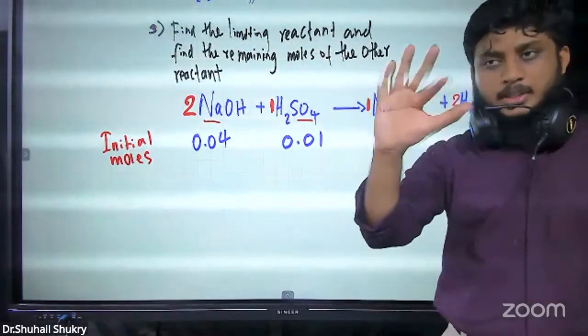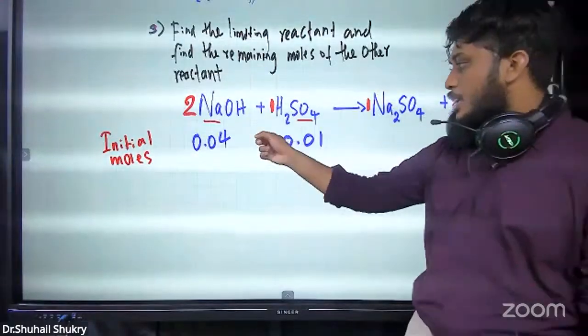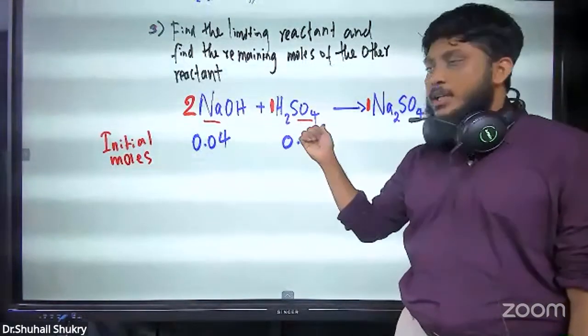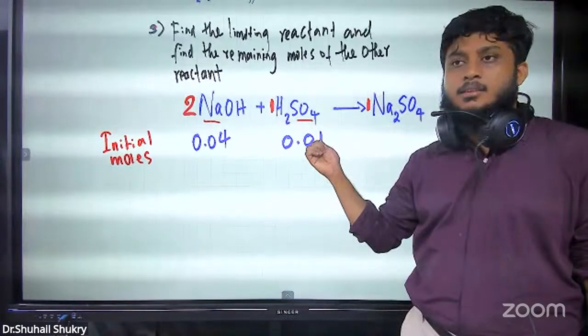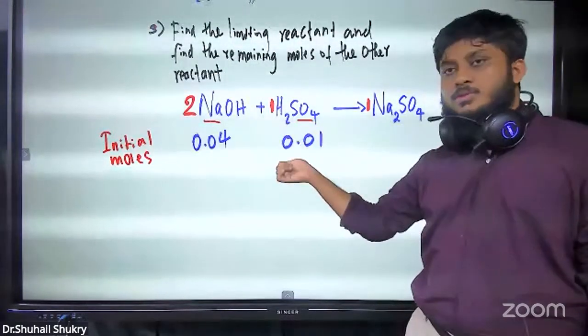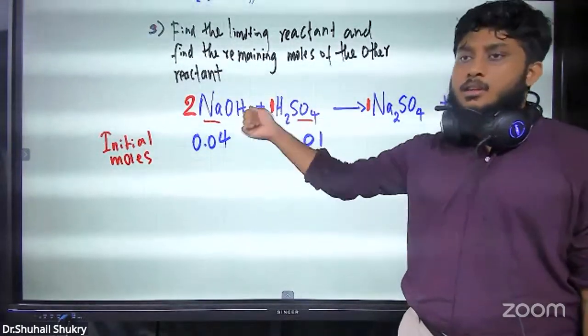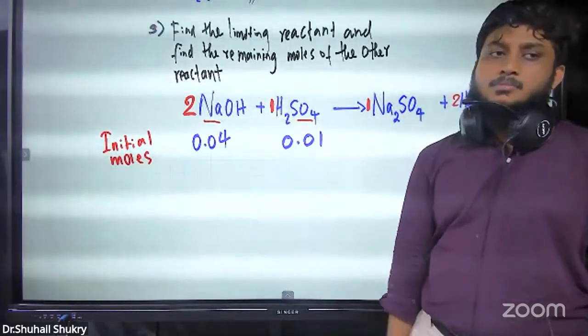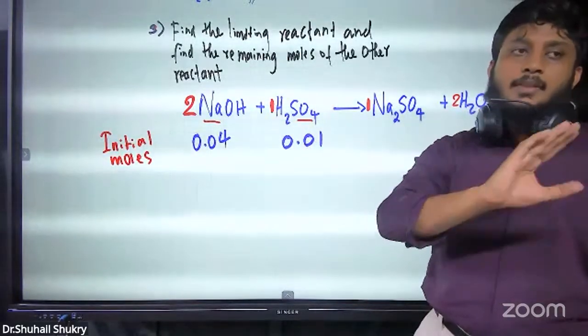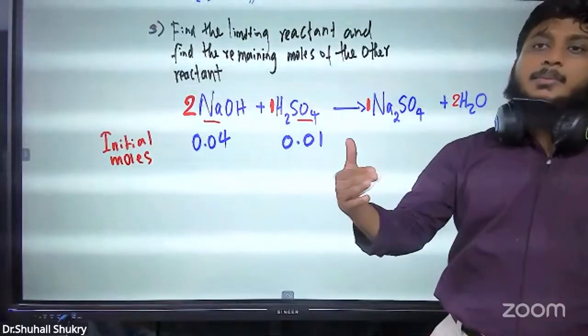Did you understand how to check that? First of all, you check if I use this fully, how much I need. Do we have that? Okay. Then check this one also. If I use this one completely, do I have that? Then you will see whoever is not sufficient is the limiting reactant. Limiting means they limit it.